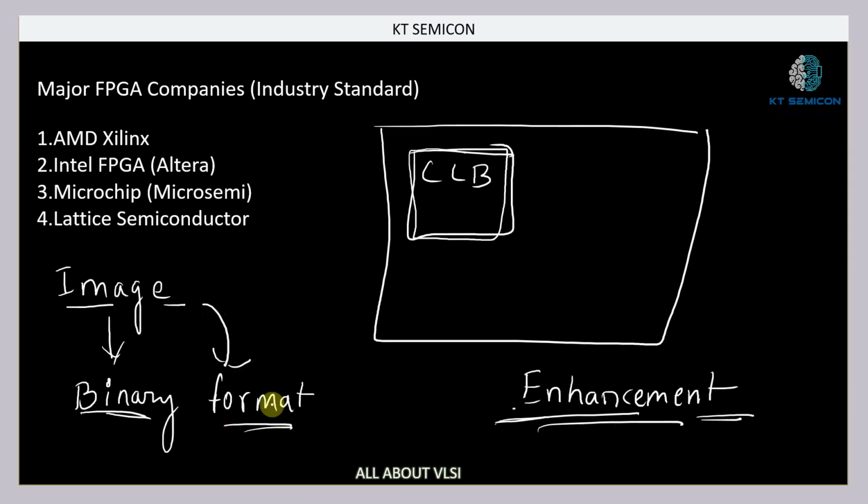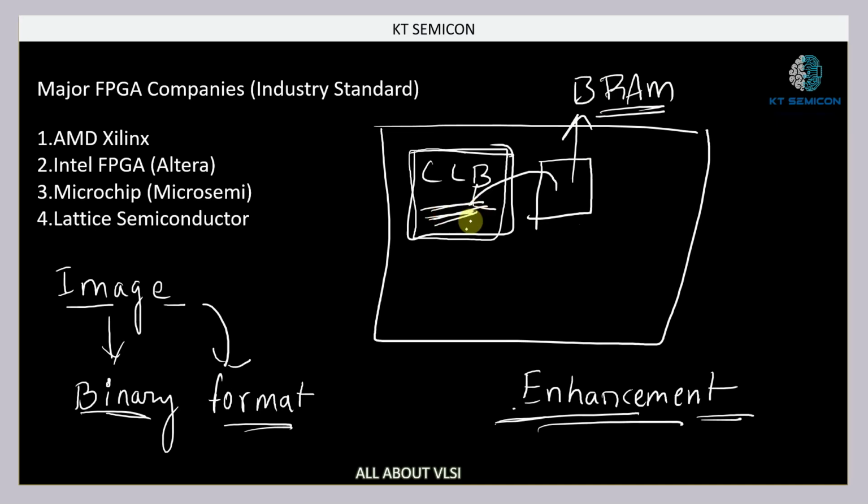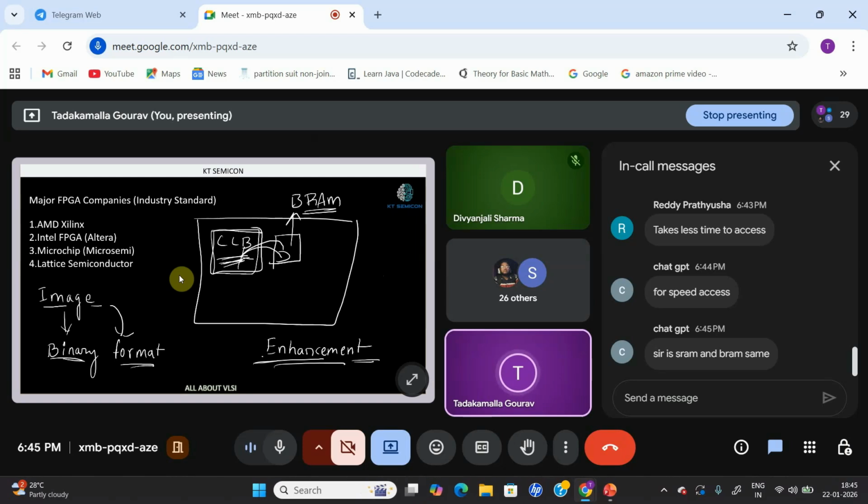Now, where will this binary data be present? If it is present inside your BRAM, then it is going to take very little time to take this data into the CLB, process it, and return it into the BRAM. So this is one application of BRAM, where you can fetch the data within less time and store the data into the BRAM within less time. Okay, is the example clear?